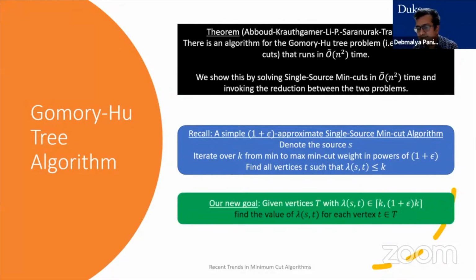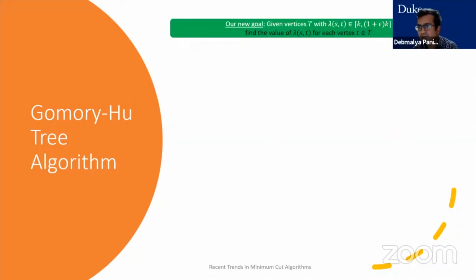Now what we do basically is we try to solve this problem where we are given a set of vertices such that their connectivity from this source S is between k and 1 plus epsilon k. Given such a set of vertices, we want to find the precise connectivity values. If we can do this, then we can plug that into the blue box and we would be done. So that's our goal. I'm given a bunch of vertices. I know all their connectivities are between k and 1 plus epsilon k. Can I find their connectivity from S?